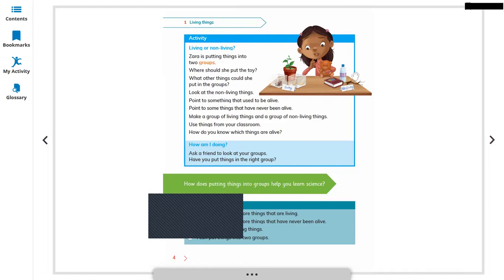A string that is cut from the tree is also non-living. Okay, let's see what are living things. Snail is living, worm is living, and plant is living. For example, if I have a teddy bear, you can tell me if the teddy bear is living or non-living. Teddy bear is non-living. So we put it in the non-living things.